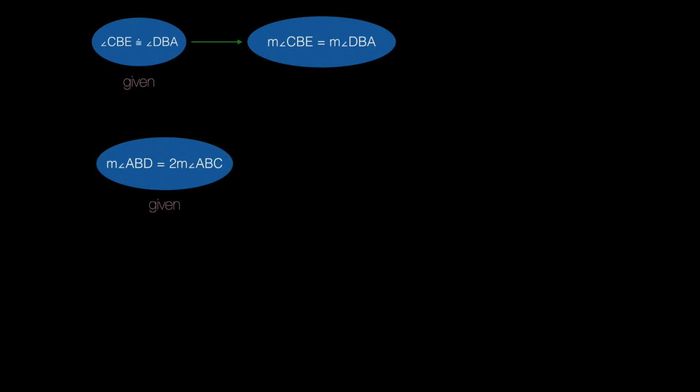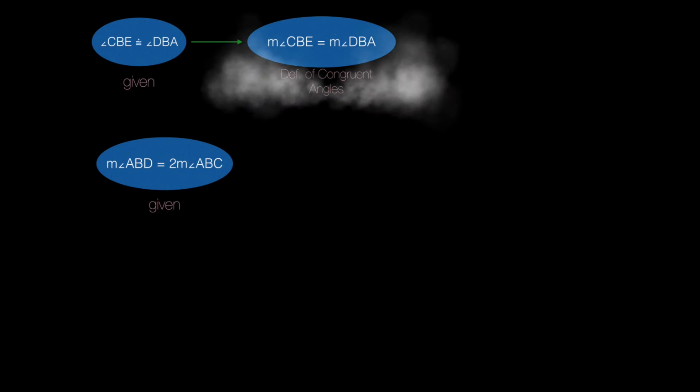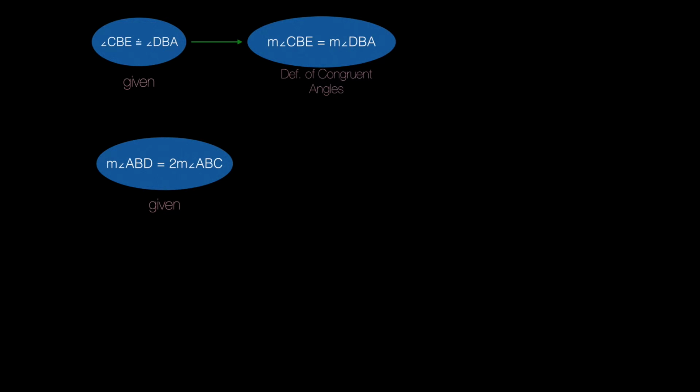The first thing you should write is the given. Here we can see that the two angles are congruent. Since the two angles are congruent, we can safely assume that these two angles have equal measurements. Here we will use definition of congruent angles. We use definition of congruent angles since congruent angles are equal.